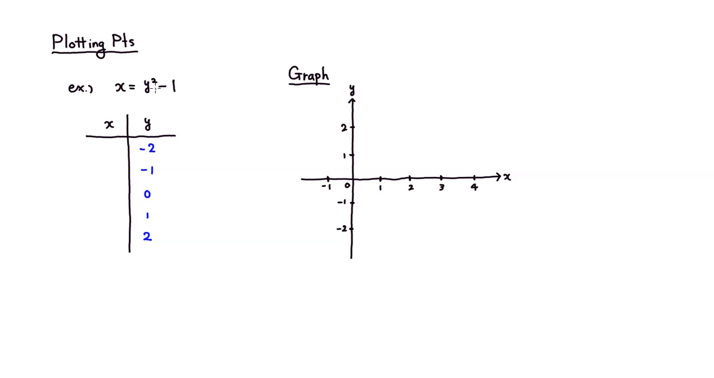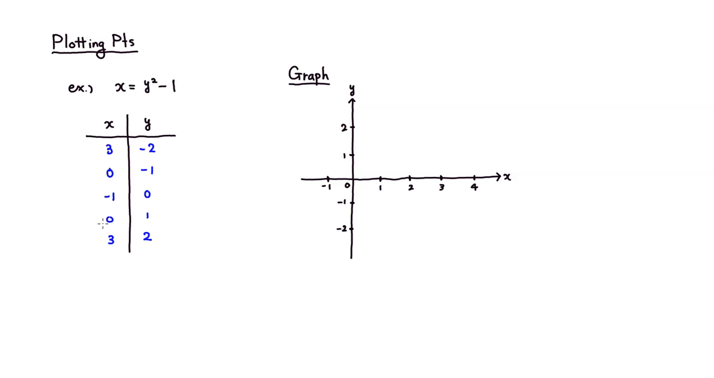So -2 squared minus 1, so 4 minus 1, this is going to be 3. If y is -1, -1 squared minus 1, so x is going to be 0. If you plug in 0, 0 minus 1 is -1. If you plug in 1, 1 squared minus 1 is 0. And then y is 2, so 2 squared minus 1 is going to be 3. So we have 5 pairs of x, y values.